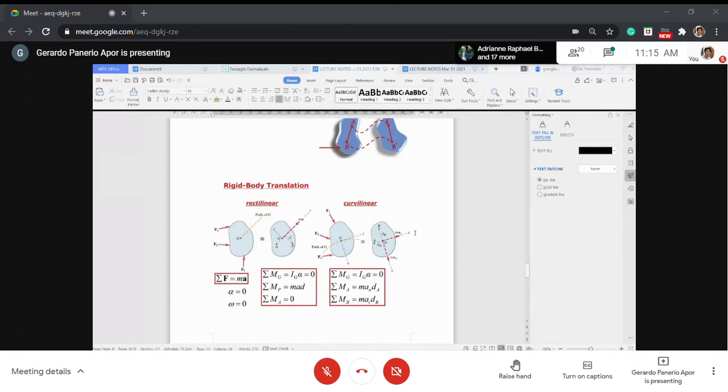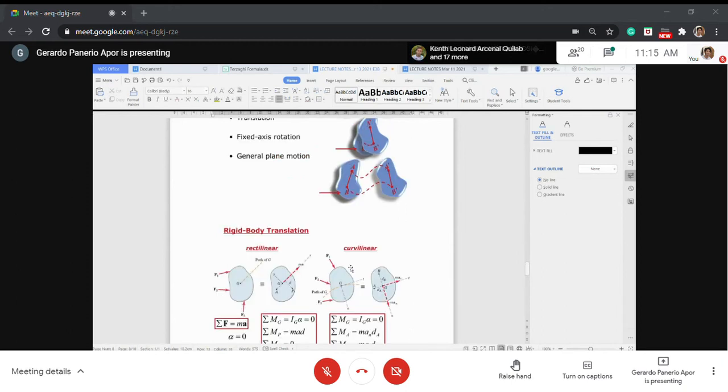Now, when we go to rigid body translation, there are two kinds: rectilinear and curvilinear. A body is said to be rectilinear if it translates in a straight line. How about curvilinear? It also translates to the other side, but the path it follows is not a straight line, it is a curve. Just like when you throw a stone horizontally, because of the action of gravity, the stone will eventually hit the ground. So, that is rigid body translation.